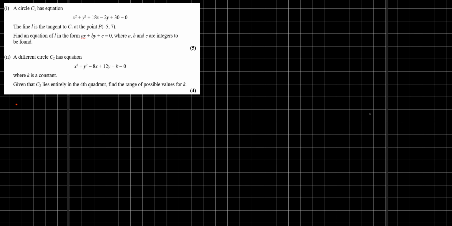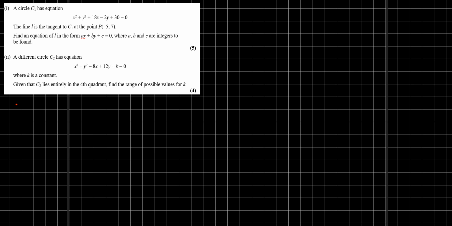A circle C1 has equation x squared plus y squared plus 18x minus 2y plus 30 equals 0. The line L is the tangent to C1 at point (-5, 7). Find an equation of L in the form ax plus by plus c equals 0, where a, b, and c are integers to be found.